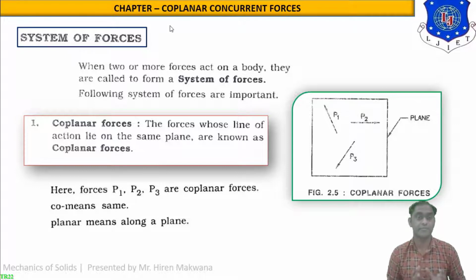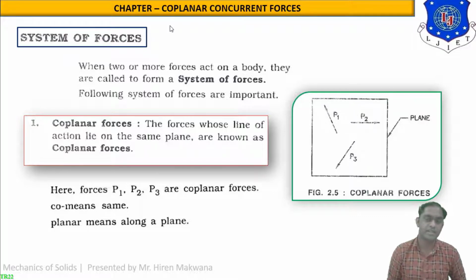So now what is system of forces first? When two or more forces act on a body, they are said to form a system of forces. Means if two, if three or more than two forces, any number of forces are acting on the body, then collectively they are forming a system of forces. Following system of forces are important. Following system of forces means there are certain types of system of forces, 6 to 7 system of forces, which is very important from the subject point of view.